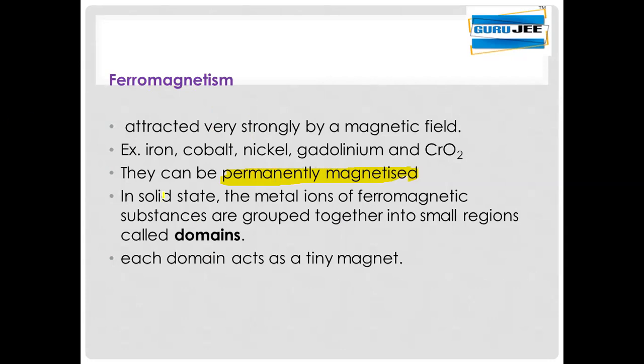Usually, in the solid state, the metal ions of ferromagnetic substances are grouped together into small regions called domains. That means their electrons will be arranged in such a way as to make a group of electrons. And this group of electrons is known as a domain. Each domain can act as a tiny magnet, because a domain is a pool of electrons and each electron can act as a magnet. So each domain can also act as a tiny magnet.